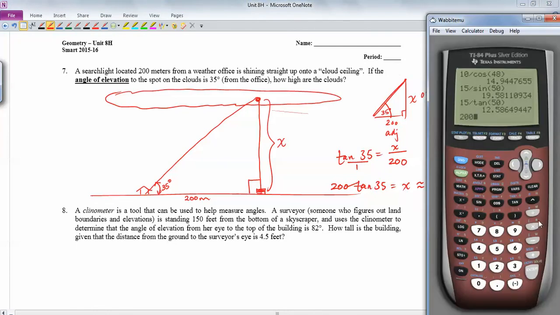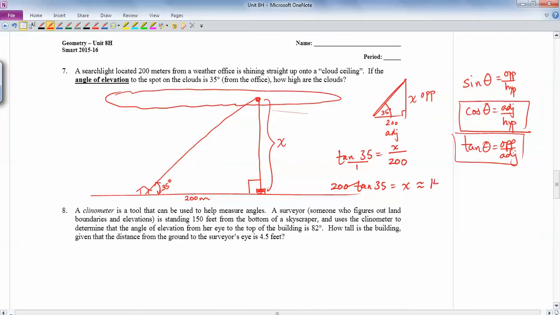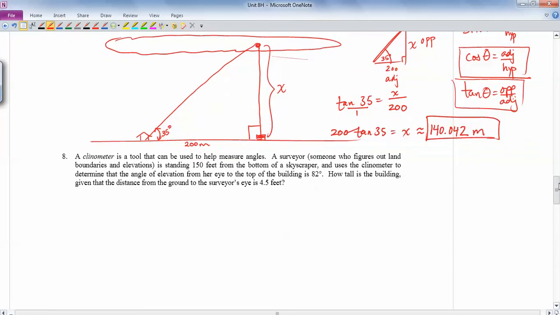200 times tangent of 35 degrees equals 140.042. And these are going to be in meters. So that's how high up the clouds are. Okay, let's look at 8.